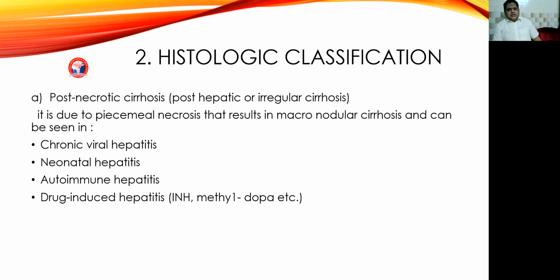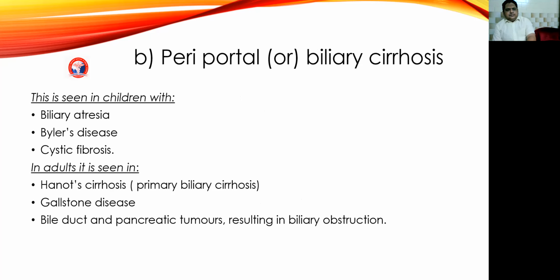So what are the drugs causing hepatitis? One is INH, the next one is methyldopa. These two drugs may lead to post-necrotic cirrhosis. So in cases of chronic viral hepatitis, neonatal hepatitis, autoimmune hepatitis, and drug-induced hepatitis, we see post-necrotic cirrhosis.